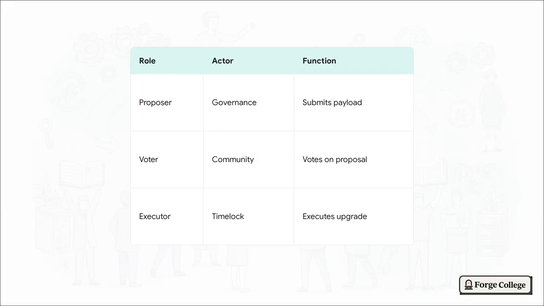Check out how these responsibilities are divided on this table. The governance contract acts as the proposer. The community acts as the voter. But here is the kicker. Neither of them can actually flip the switch. That absolute execution power belongs exclusively to the timelock. It's a brilliant, ultimate system of checks and balances.